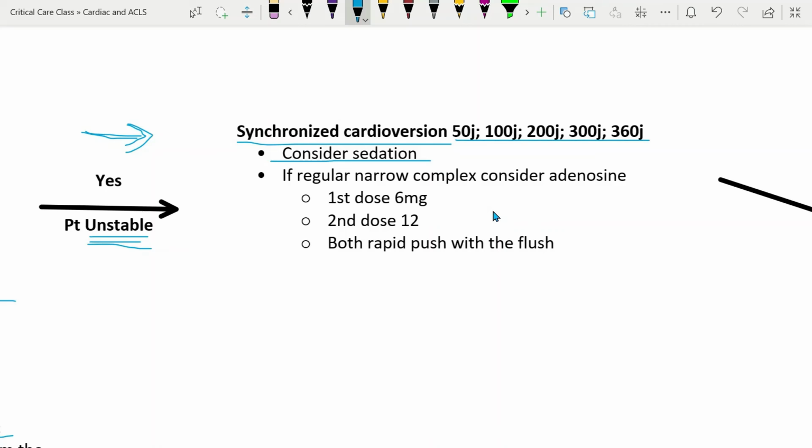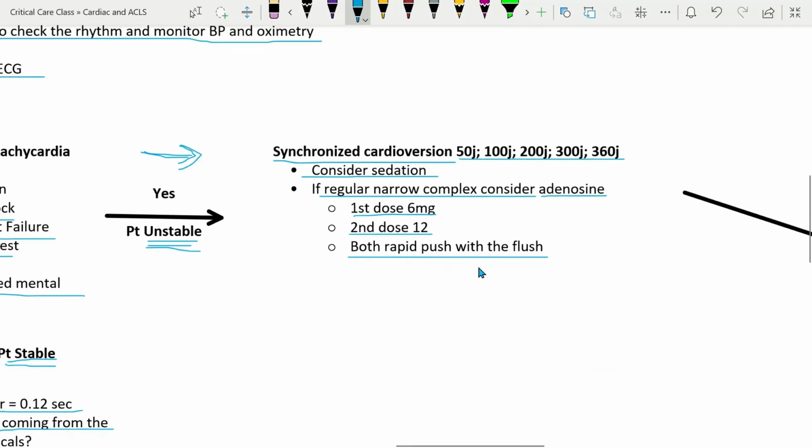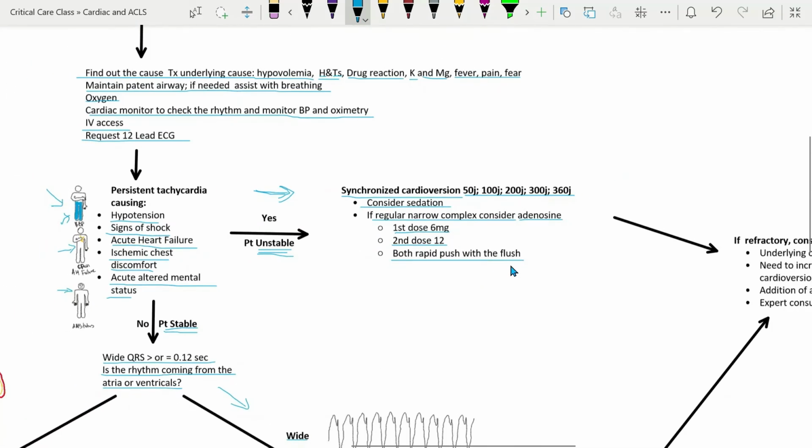Unstable tachycardia most likely will be treated with electricity. However, some providers may consider adenosine if the QRS complex is regular and narrow. The first dose of adenosine is 6 mg. Second dose 12 mg. Medication must be flushed with a 20 cc syringe. A three-way stopcock can be used for rapid administration. To facilitate administration, the extremity with IV access can be elevated.